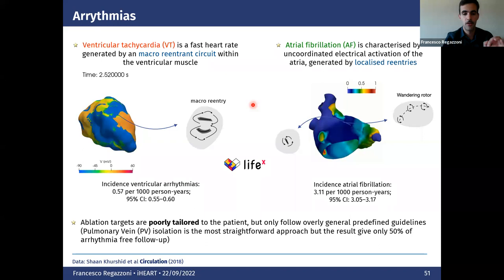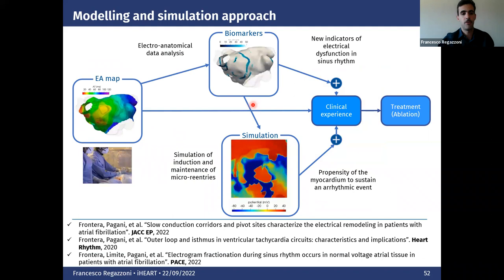And this is how mathematical modeling can help. Indeed, starting from imaging taken from the patient, simulations can help in simulating the possible outcome of different ablation strategies. So it can give to the clinicians some indication on which could be the optimal location of ablation or not, okay? This, of course, must be mixed with the experience of the clinicians, okay? Because we cannot do without their experience, but it can be a useful way to give an indication, a guidance to the clinicians.